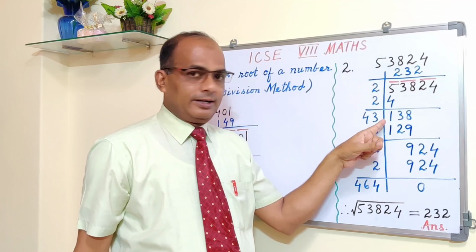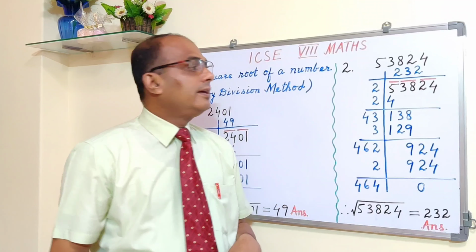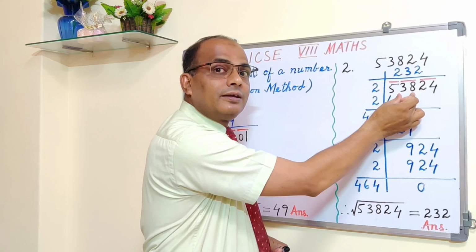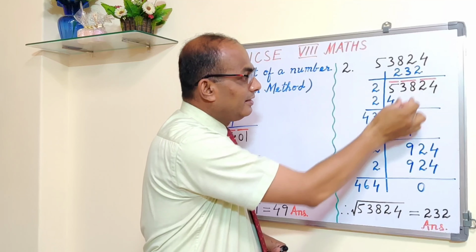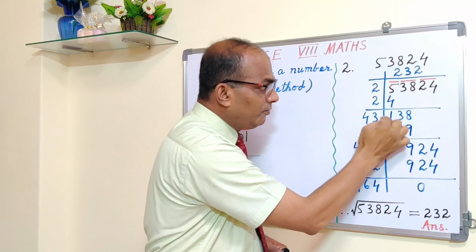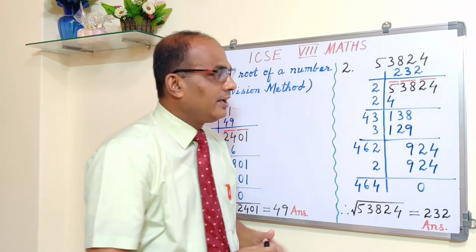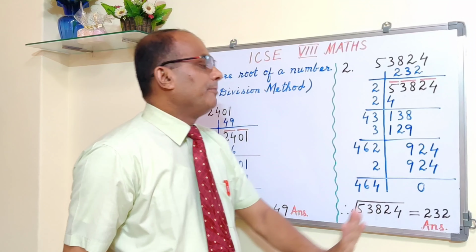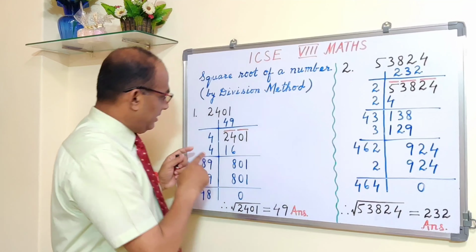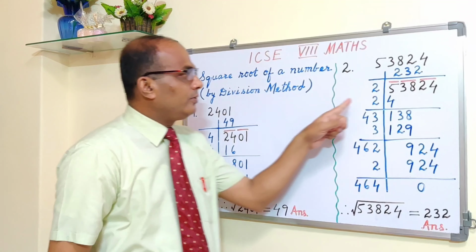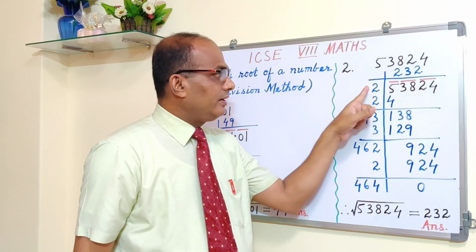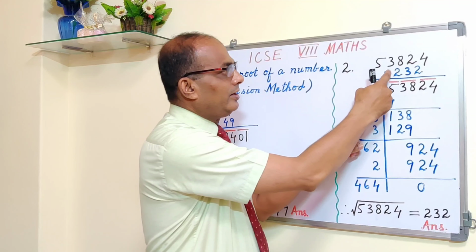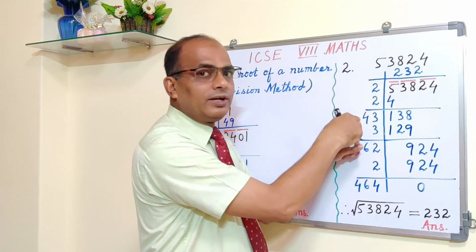5 minus 4 is 1. After that, we bring down the next pair, 38. Now the new dividend is 138. Okay. Now as we did here, I added 4, here I am adding 2. Already 2 is there, so we are adding 2. 2 plus 2 is 4. Or you can say you are doubling this 2, so 2 to 4, like that.